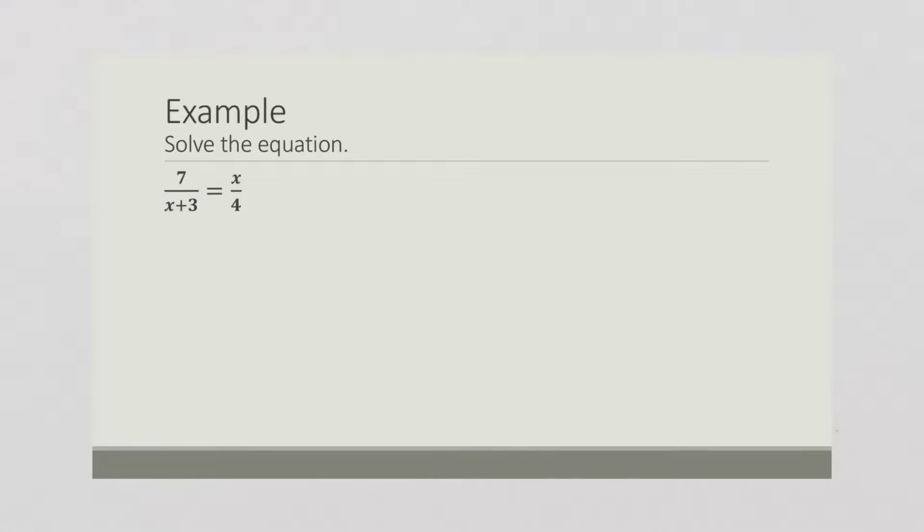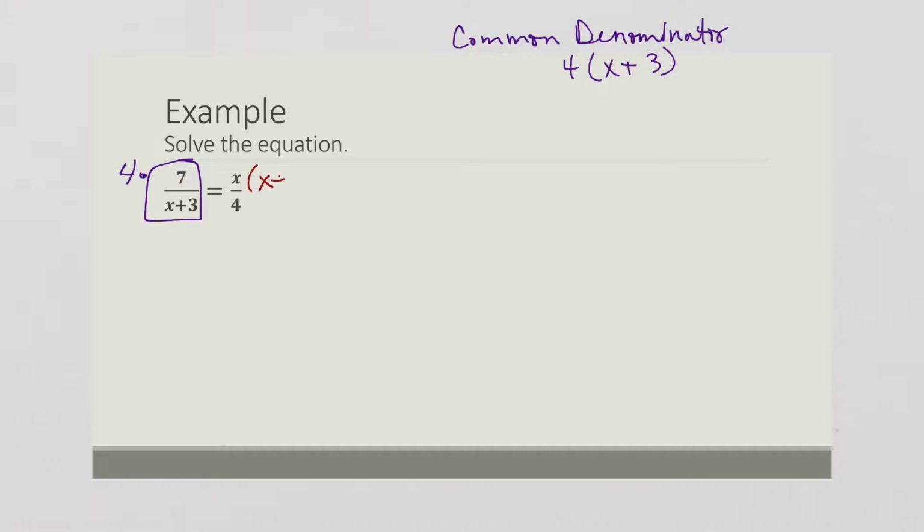Solve the equation. Here, I still need to think about what's my common denominator. And in this case, it's 4 times x plus 3. So both of those guys multiply together. You can skip a couple of steps as you're going through here. For instance, I need to understand, in this first term, the only thing it's missing from my common denominator is the 4. So I'm going to take the top number times 4. The second term is missing the x plus 3. So I'm going to multiply that guy times x plus 3.